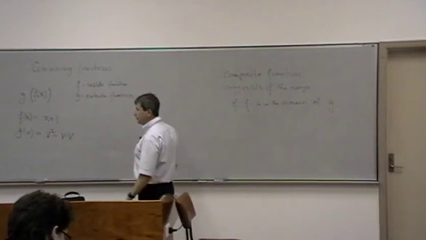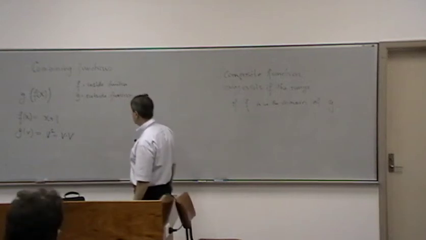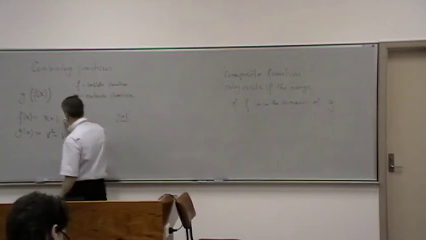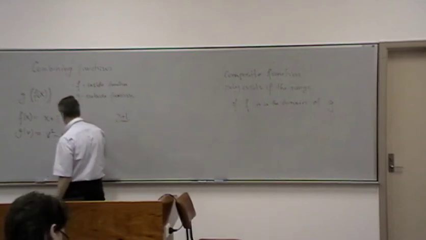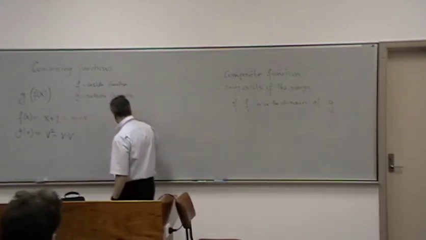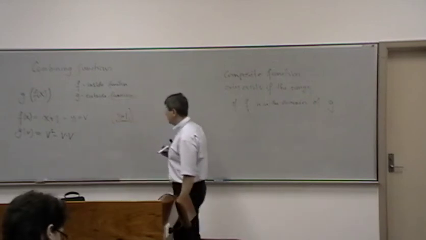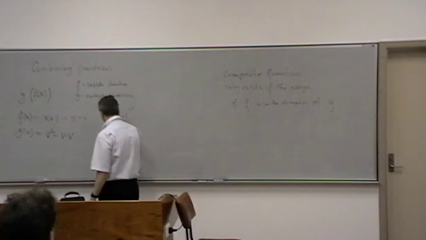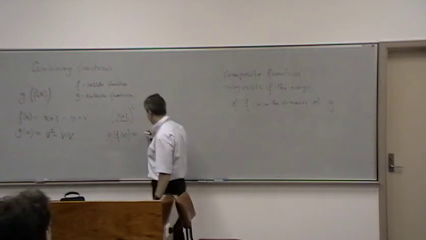So what would then be the composite function? I start with x plus 1, and this is the output, this is y, which at the same time is the input v for the next function. So I take this output x plus 1 and I square it. So g of f of x in this case has a very simple formula, it's x plus 1 squared.